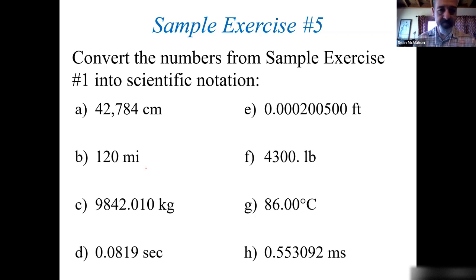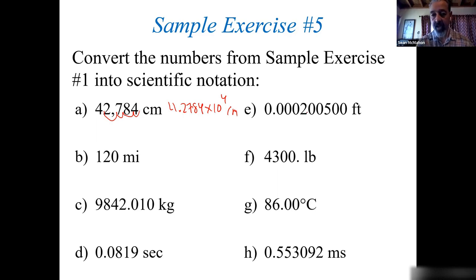We're going to do this. So I need to put these in scientific notation. All of these are significant, so I've got to write them all. We're going over 1, 2, 3, 4. So the exponent's 4. It's positive because this number is bigger than 1. So it's 4.2784 times 10 to the 4 centimeters.